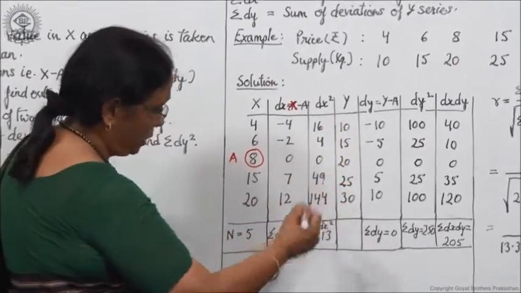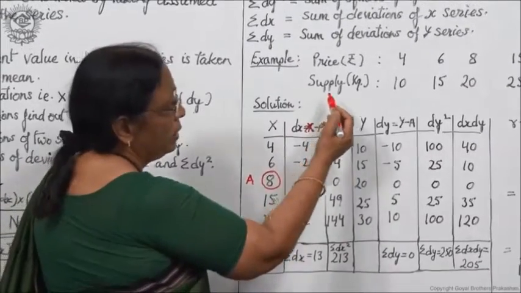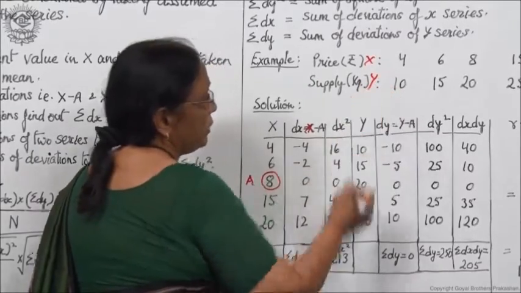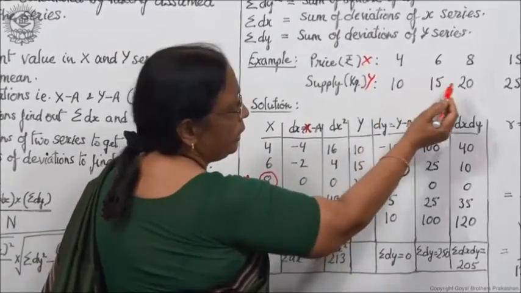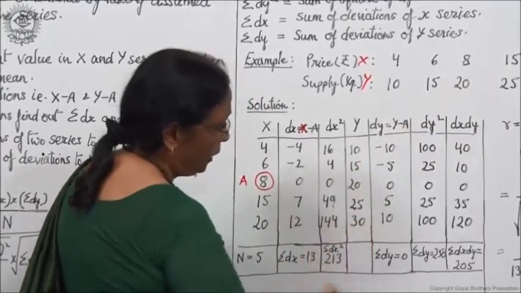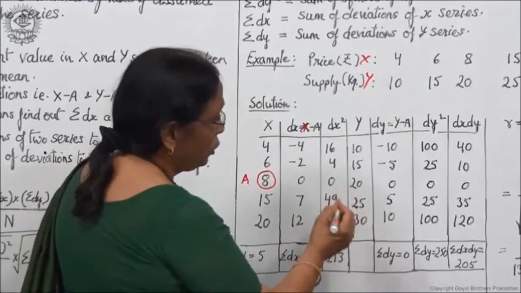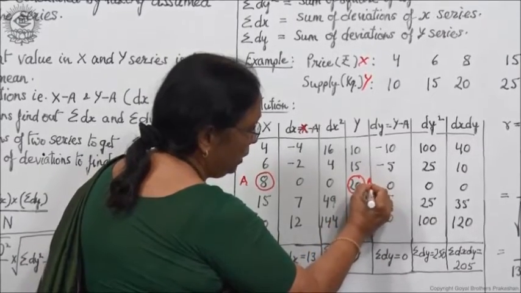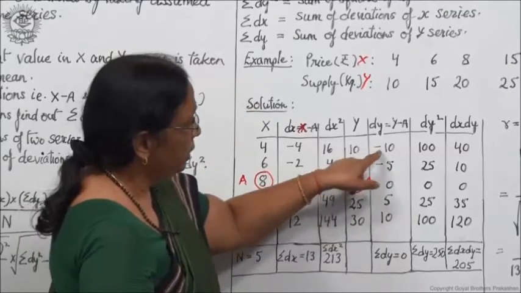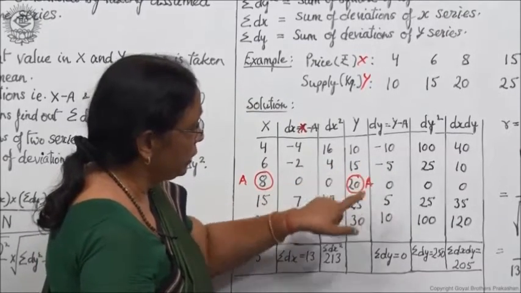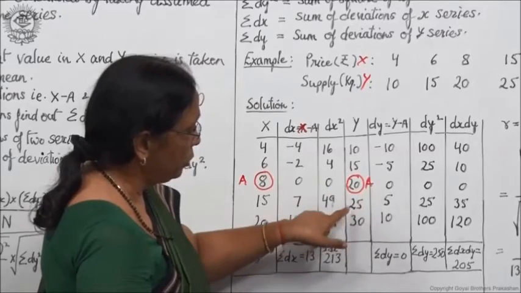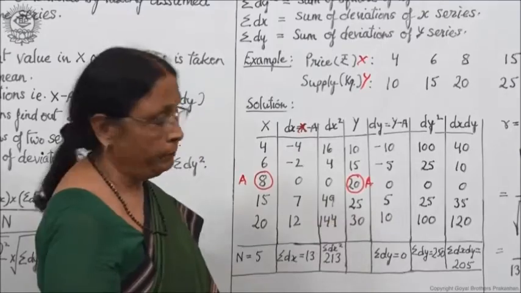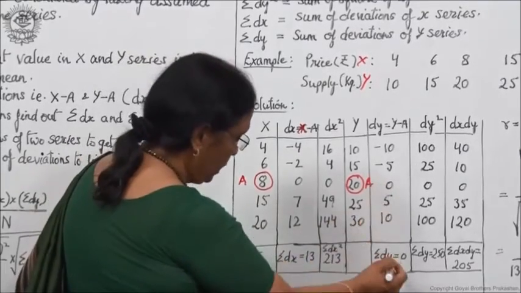Now the y series. This is the x series and this is the y series. Y series 10, 15, 20, 25, 30, copy down. Now take an assumed mean. Here we have taken 20 as the assumed mean, this is a. 10 minus 20 is minus 10, 15 minus 20 is minus 5, 20 minus 20 is 0, 25 minus 20 is plus 5, 30 minus 20 is plus 10. The total of this is 0.